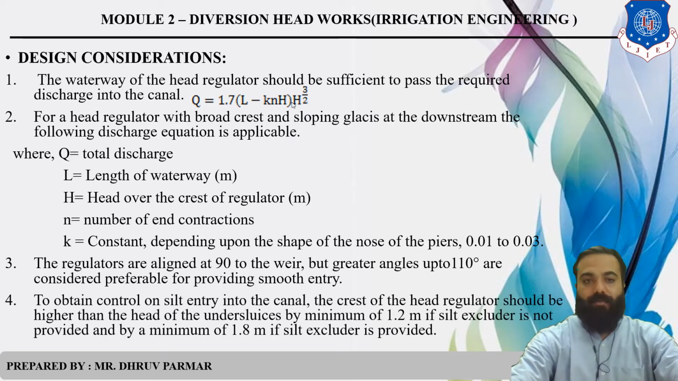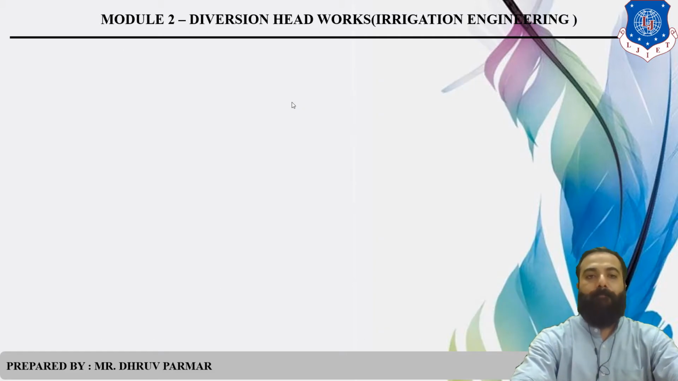Then the fourth one. Clear? So how can you prevent silt entry into the canal? First of all, the head regulator level should be higher than the undersluice level. But by how much? 1.2 meter, clear? When a silt excluder is not provided. Then if a silt excluder is provided, the level will change, which is 1.8 meter. Clear? Please remember that these are the design considerations of CHR.